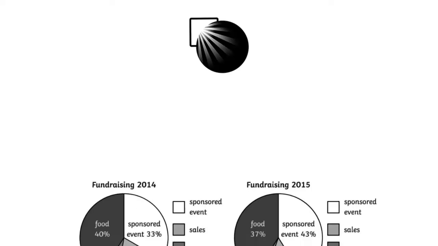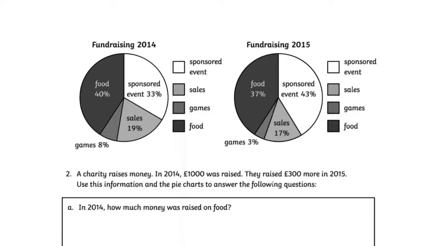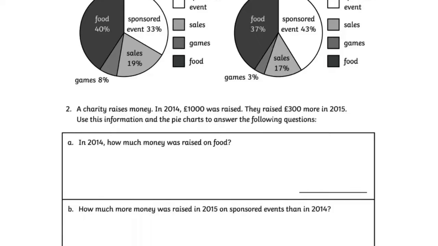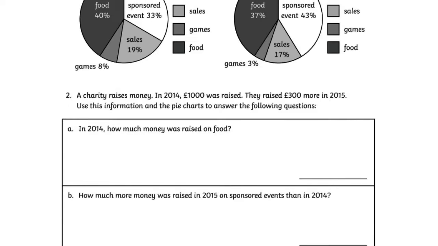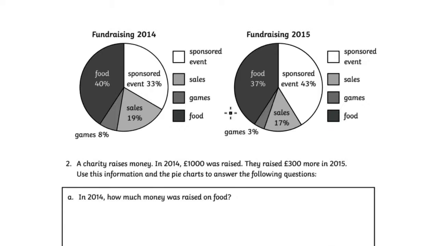Okay, so let me give you guys another percentage problem. Here's the whole question up to here. A charity raises money. In 2014, £1,000 was raised. So you can think of this as being £1,000, and they raised £300 more in 2015.